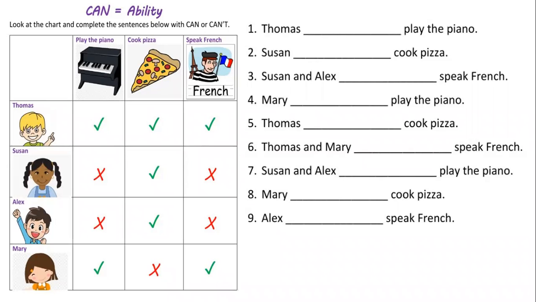So, do you understand the dynamic? Yes or no? May I repeat it one more time? ¿Lo repito otra vez? Sí, teacher, please. Yes, repeat it, teacher. Okay, excellent.